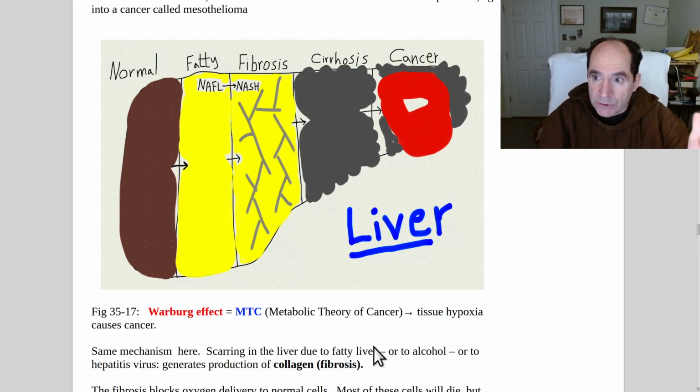So now you know what to do. Avoid the things that cause tissue hypoxia, the things that cause atherosclerosis. And we'll later on talk about other mechanisms of cancer causation that all contribute to this. By avoiding them all, you decrease your risk. Okay, I hope that's helpful.